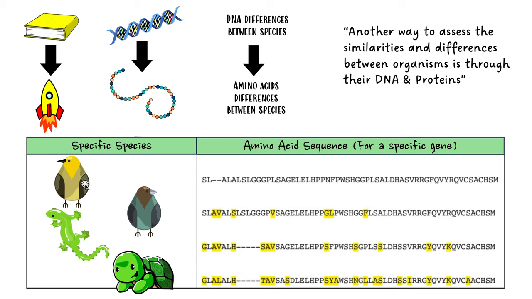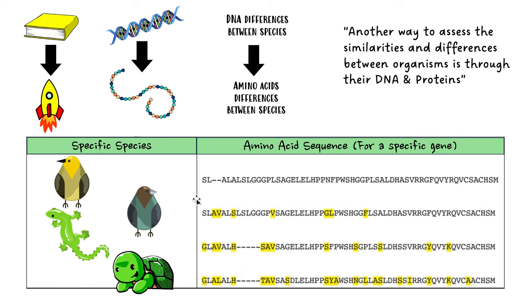But if we compare this bird with this turtle, we can see there's a huge amount of differences. Far more yellow highlights here, right? Far more differences. So because organisms differ in terms of their DNA, we can also use that to our advantage, to look at their DNA and see how different they really are. So that's very useful to know.